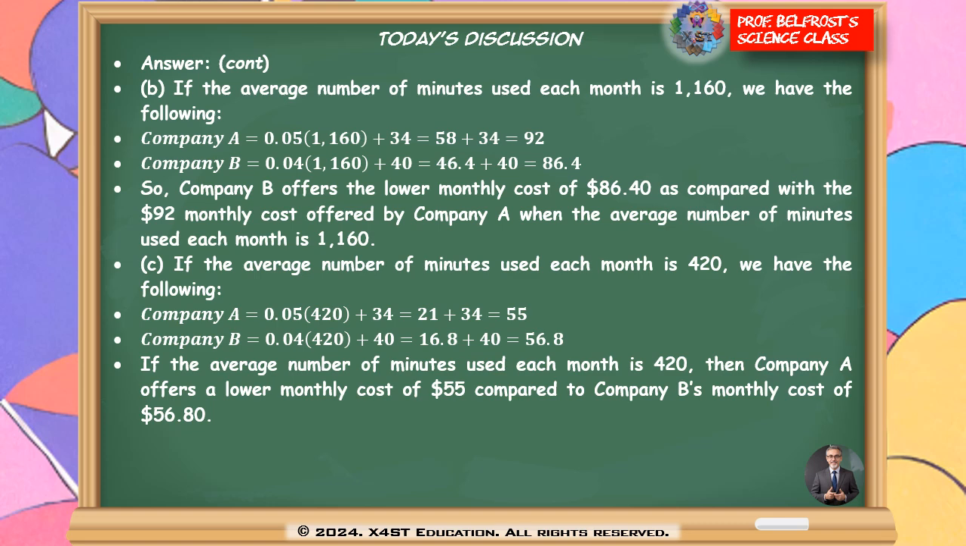For the third point, if the average number of minutes used each month is 430, then we again need to substitute this value, and we get 55 and 56.8. By using this plan, company A offers a lower monthly cost.